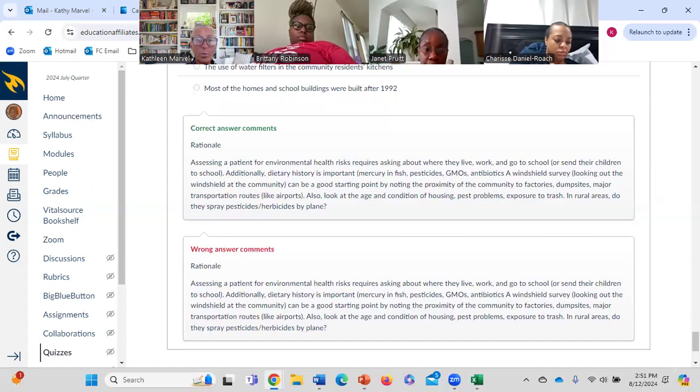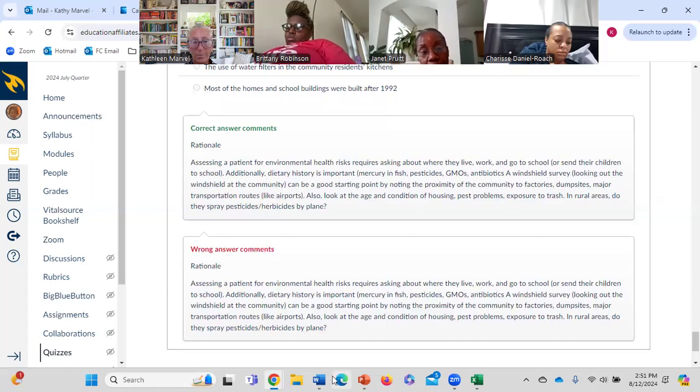Are you exposed to pesticides? That's a good starting point for doing an environmental risk assessment. Are there factories in your community? Are there dump sites, waste sites, major transportation hubs? We'll talk about that a little more when we talk about environmental health, but think about the community you live in.